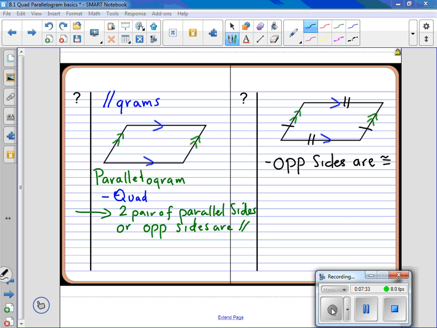Now that's a hint to what kind of equations we'd write. So if I tell you one is 5x plus 3 and another one is 2x minus 1, we'd set those things equal to each other to find x.